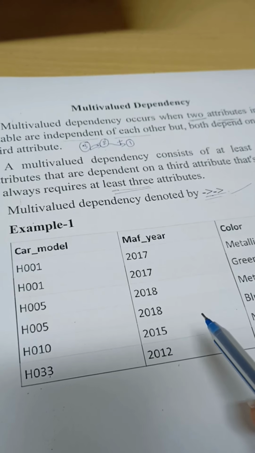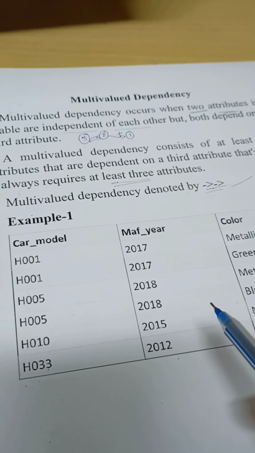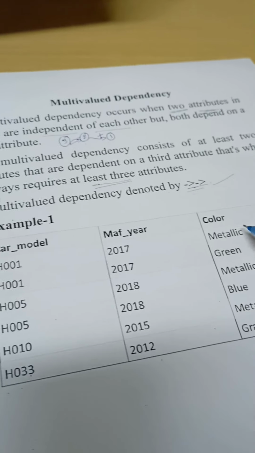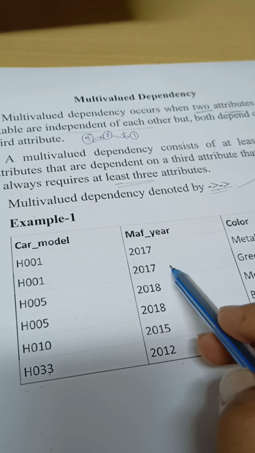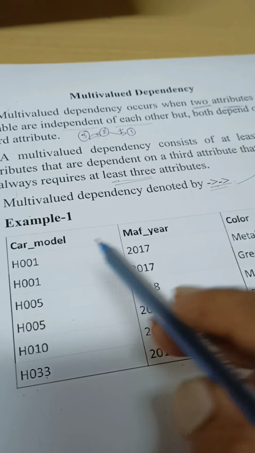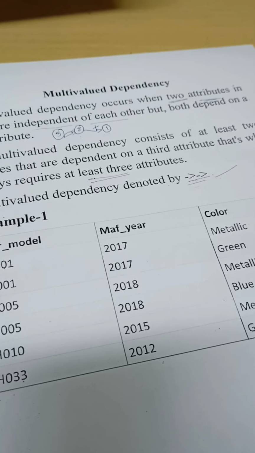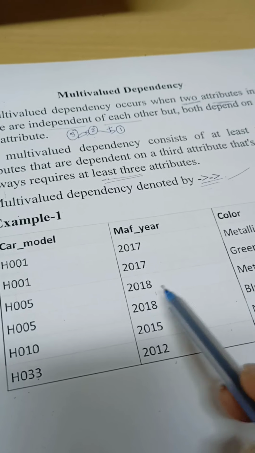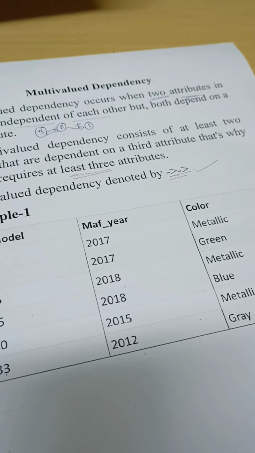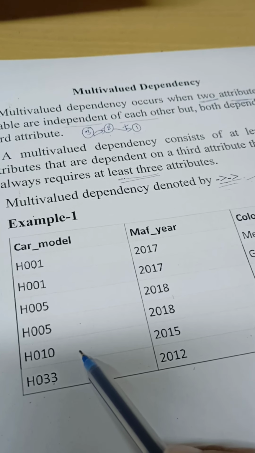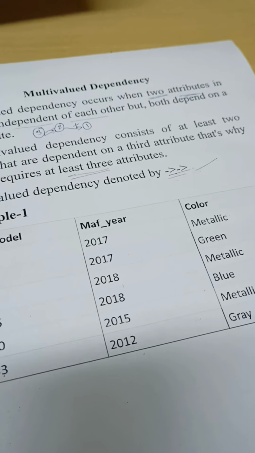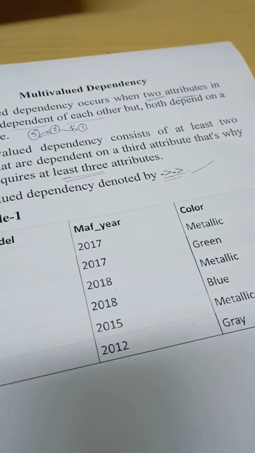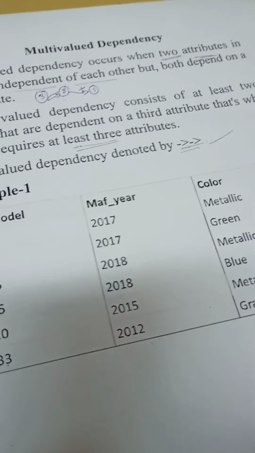Now suppose we consider an example. Here I will consider car models. In every year, for each and every model, different colors are available. Here in the year 2017, the H001 model is released with metallic color and green color. The H005 model is released in the year 2018 with metallic and blue colors. In 2015 only one model and only one color was released. In 2012 H033 was released with grey color.